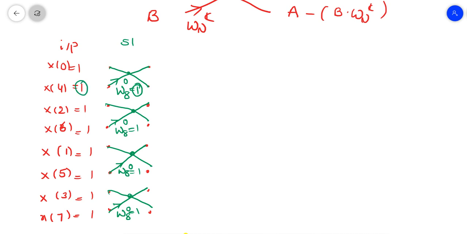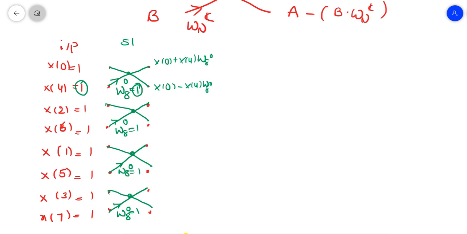And after that result is obtained, that result is added with this one one time, and subtracted with this one another time. Okay. So here, for the first time, I would like to write: x of 0 plus x of 4 into W8 whole to the power of 0, and this is x of 0 minus x of 4 into W8 whole to the power of 0.